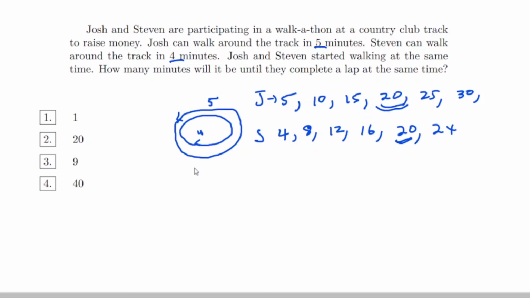And the way to have thought about this is to have just said you're looking for the least common multiple of 5 and 4, because they complete these laps in a fixed amount of time, and they'll be at the same place when their times are the least common multiple of how long it takes each of them to complete. Okay, good. So you go ahead and pick this. 20 is when they are both at the same place at the same time.